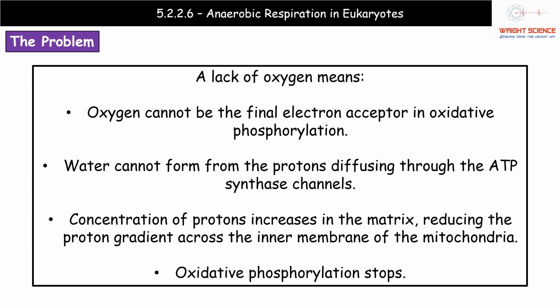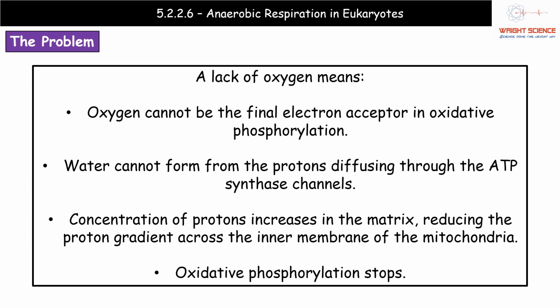So what we've been looking at over the past few videos is that aerobic respiration process in eukaryotes. Now, obviously aerobic respiration is a process that can take place when we've got a plentiful supply of oxygen, because that means we've got the oxygen available to be that final electron acceptor in the process of oxidative phosphorylation.